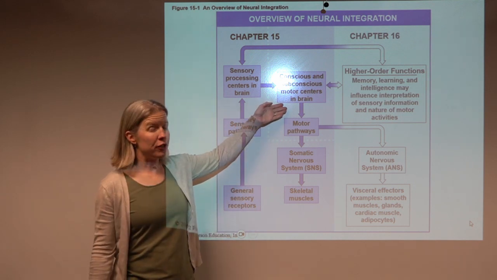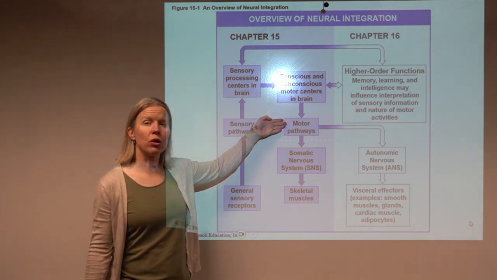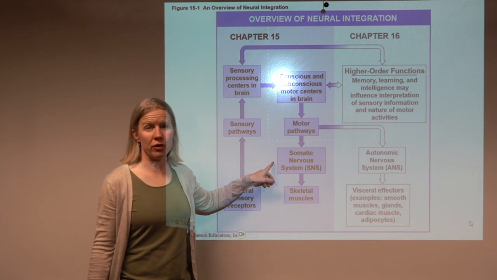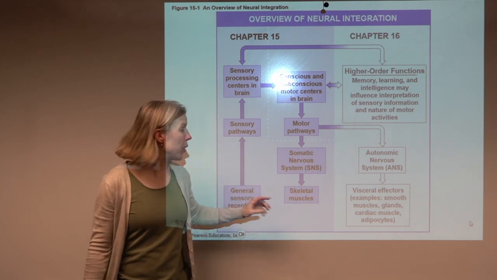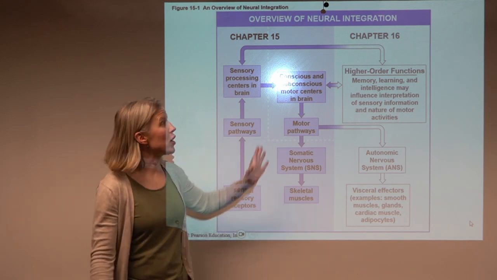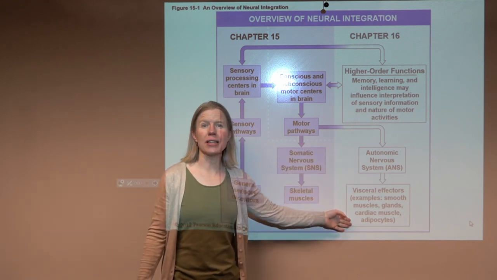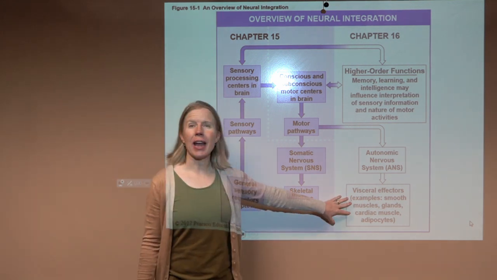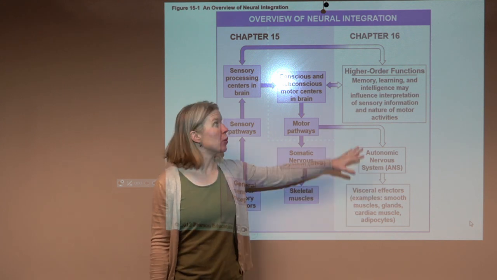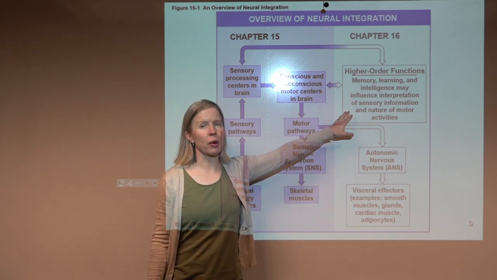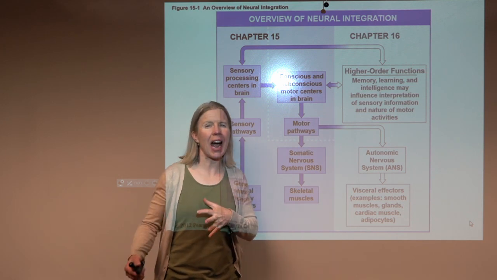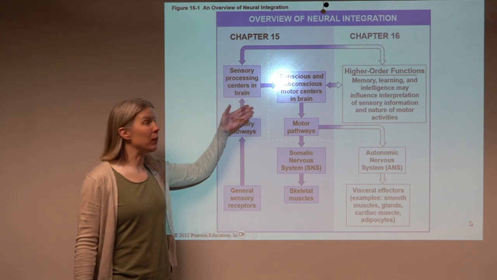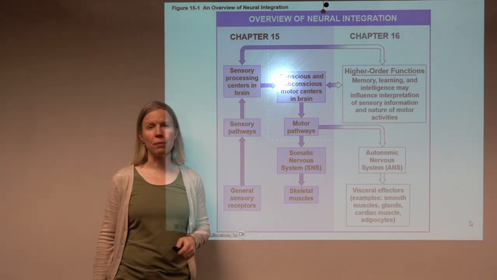We'll also then kind of shift gears and move towards motor output, and particularly motor output that is part of the somatic nervous system, motor output that is going to skeletal muscle. In chapter 16, we'll continue this idea of motor output, but we'll look more specifically at the autonomic nervous system and how we're affecting the viscera. And we'll also really shift gears and talk just briefly about some of these ideas of higher order thinking. Okay? So in chapter 15, we're looking at sensory information coming in and somatic motor output.